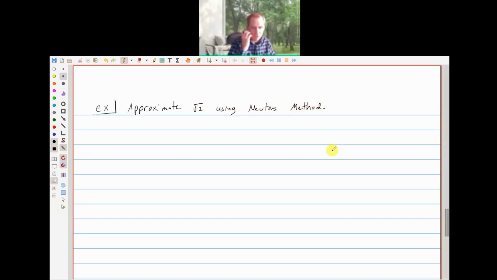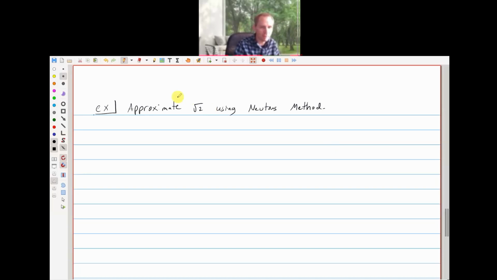Approximate the square root of 2 using Newton's method, right? That sounds like what we want to do. We want to take something that's hard to compute and approximate it, right? So this sort of fits the bill, but it's not really set up right. For Newton's method, I need a function. There's no function here. So what we need to do is create one, right? We need to create an equation and a function and so on.